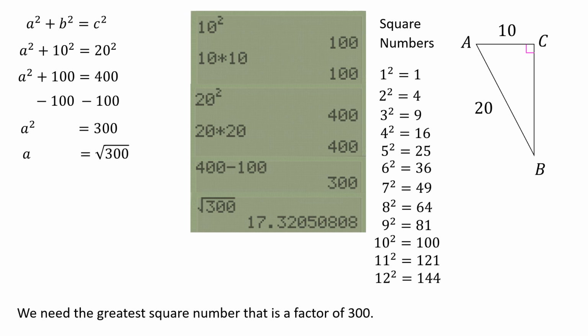So I keep bopping down. 25 was also a factor. Ooh, 100. There we go. 100 is the largest square number I can think of that divides evenly into 300. So I can rewrite square root of 300 as square root of 100 times square root of 3. And of course, square root of 100 is 10. And so there is our exact answer. 10 root 3 is our missing side.